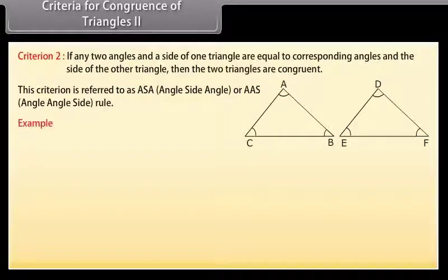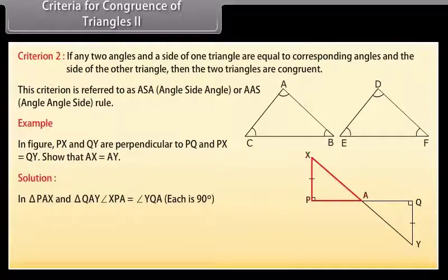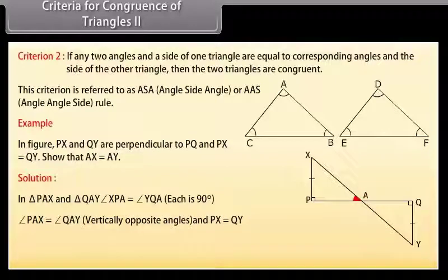Let's solve an example now. In figure, PX and QY are perpendicular to PQ and PX is equal to QY. Show that AX is equal to AY. Solution. In triangle PAX and triangle QAY, angle XPA is equal to angle YQA because each is 90 degrees. Angle PAX is equal to angle QAY because these are vertically opposite angles, and PX is equal to QY.